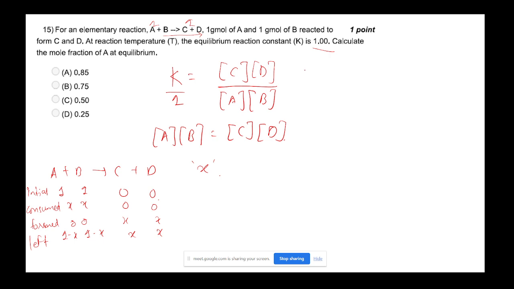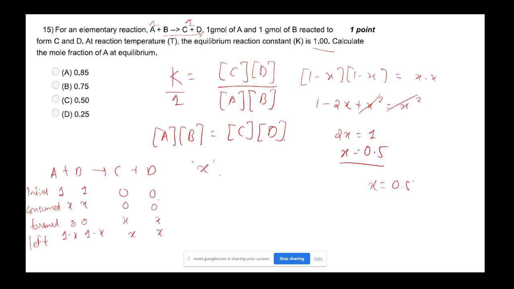So this can be related as the concentration. If we put these values, it will be (1 minus x) into (1 minus x) equals x into x. So what is left here? (1 minus x) square, 1 minus 2x plus x square equals x square. Now x square gets cancelled, and 2x equals 1, so x is 0.5. So this is the amount of moles remaining, moles of A. So x is the amount in gram mole left at equilibrium.